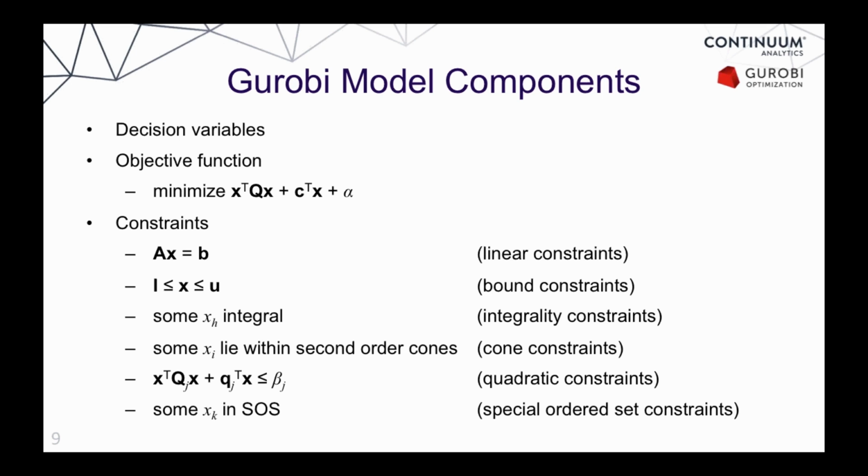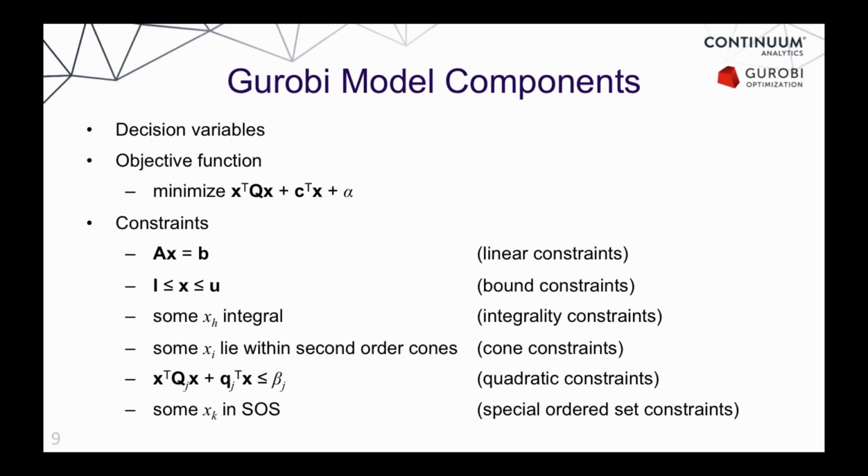Before you can solve an optimization problem with Gurobi, though, you must be able to specify it in the form of a model. And what I'm showing here is a generic optimization model that can be solved by Gurobi. Of course, the first thing you need to do is specify the decision variables x that represent the choices that you're going to make in your model. You have an objective function, which could be linear or quadratic, and it's used to rank solutions for your model.